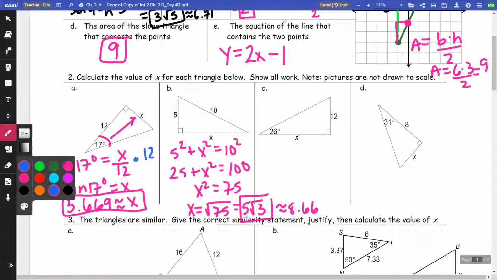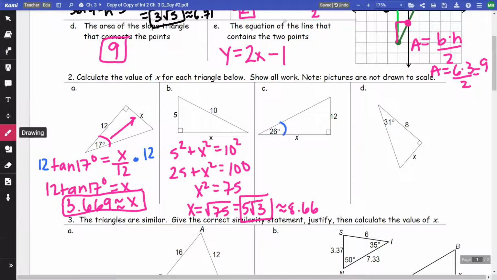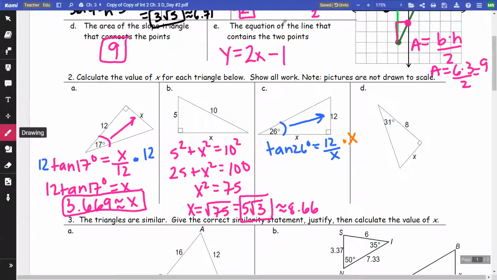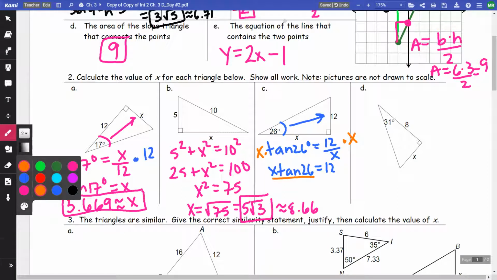On letter C, if I am doing it from the 26, x is my adjacent and 12 is my opposite. So I would go tangent of 26 degrees equals opposite over adjacent. I am going to multiply both sides by x so that I undo the x being on the bottom. And I get x times tangent of 26 equals 12. I am going to divide both sides by tangent of 26 degrees.